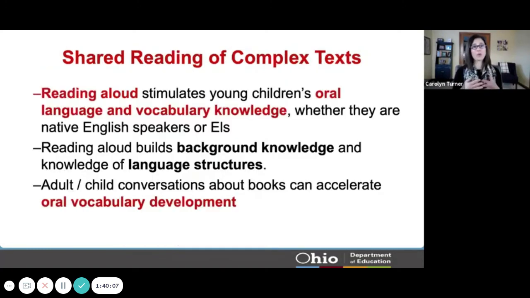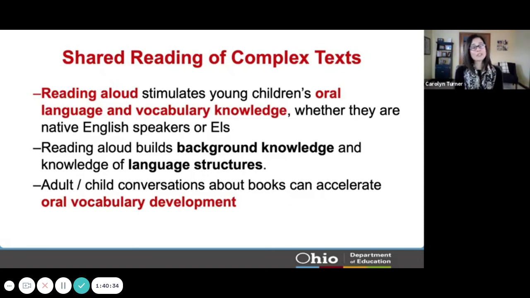So consider that when you are planning your lessons. All right. We want to make sure that we have lots of opportunities for our students to develop some background knowledge. Reading aloud is an excellent way to do that, especially with our young children and our students who have not yet mastered the code well enough to access those complex texts on their own.